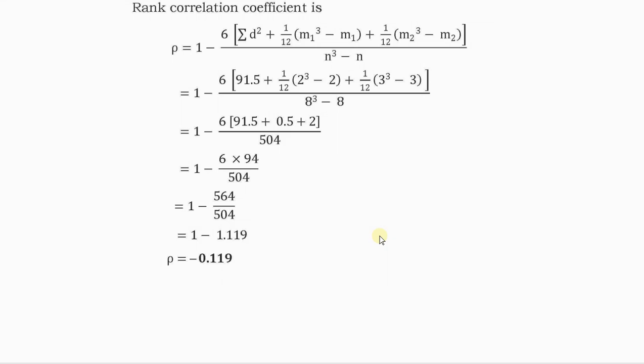So this is how you solve the rank correlation, Spearman's rank correlation coefficient, for both the data when the numbers are repeated and when the numbers are not repeated.